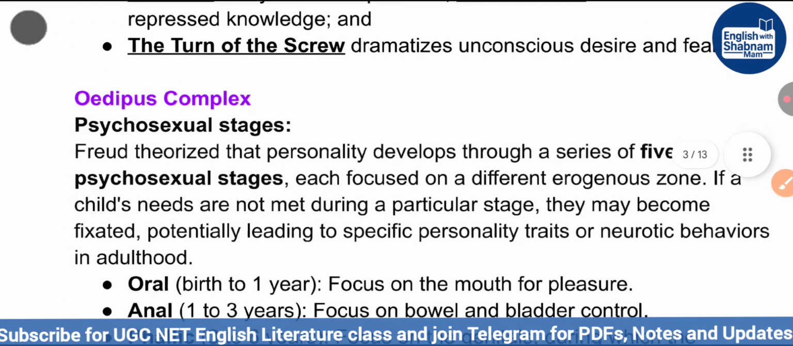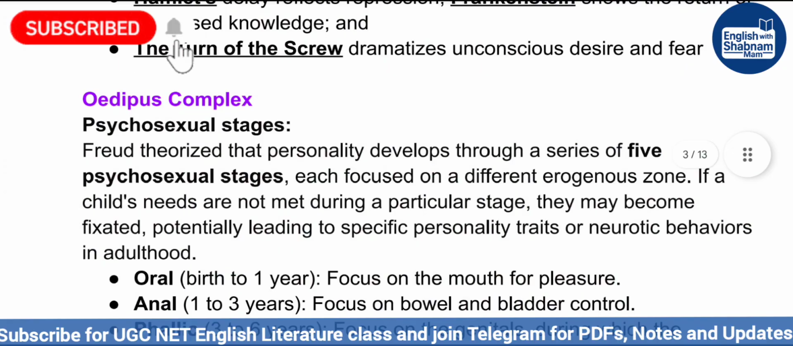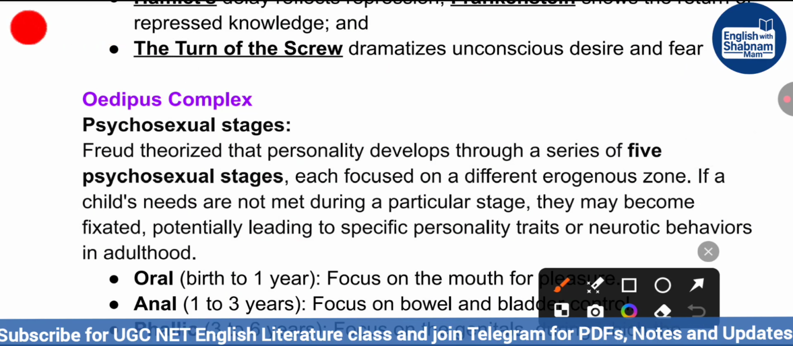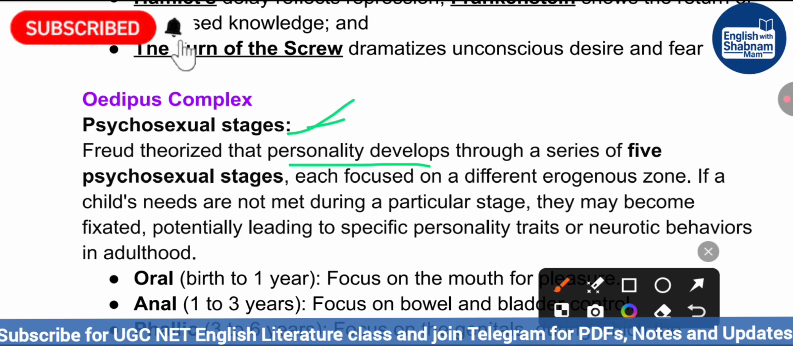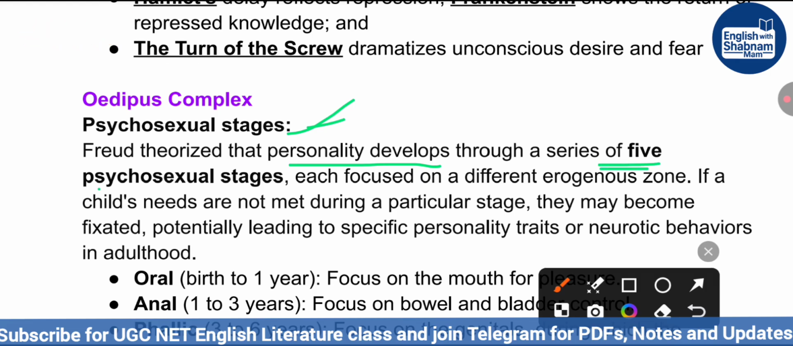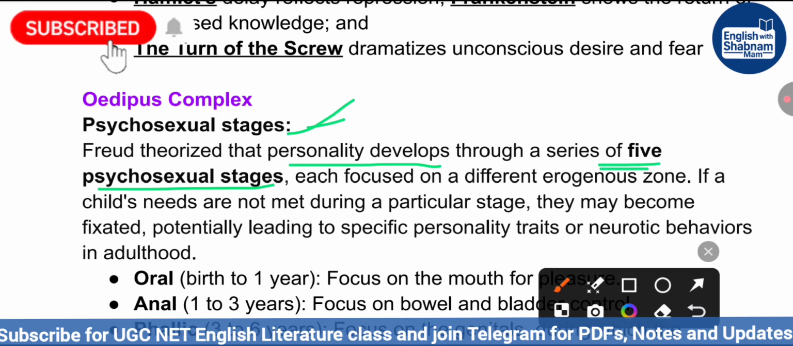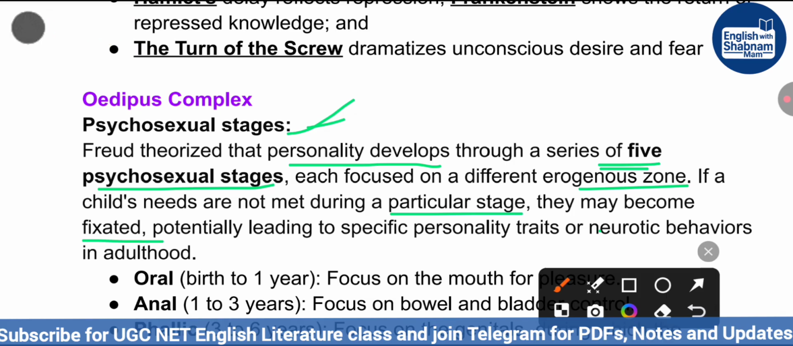Then after defense mechanism, we have the Oedipus complex. Before moving on, let's look at the psychosexual stages that Sigmund Freud talked about. Freud theorized that personality develops through a series of five psychosexual stages, each focused on a different erogenous zone. If a child's needs are not met during a particular stage, they may become fixated, potentially leading to specific personality traits or neurotic behaviors in adulthood.